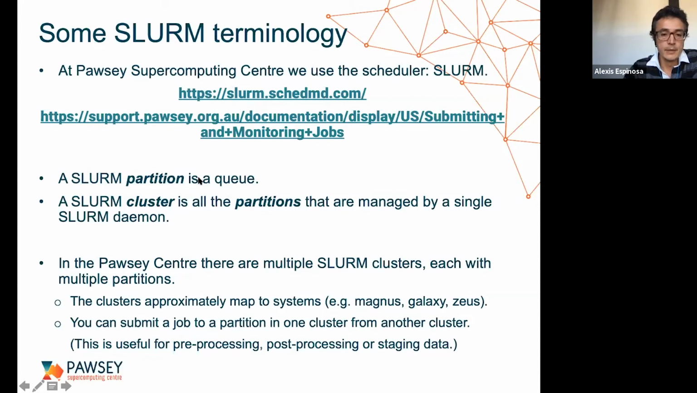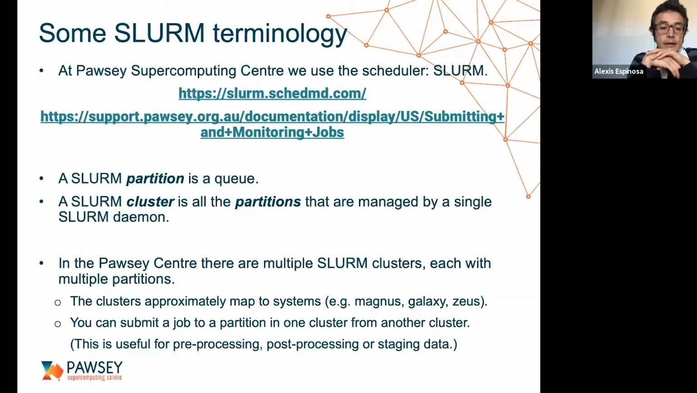There is some ambiguity about these two terms, partitions and queue. Basically, a partition is a group of nodes and the queue is the list that is going to manage the jobs. But sometimes in the terminology of Slurm itself, when it uses the word partition, it is referring to the concept of a queue. Also, when it uses the word cluster, it is referring to all the partitions that are managed by a single Slurm daemon. We can call it a Slurm unit.